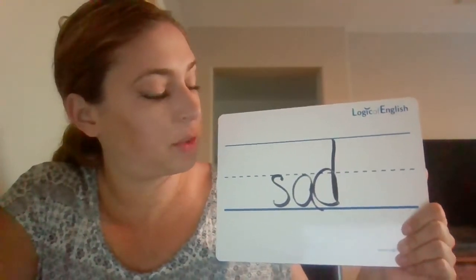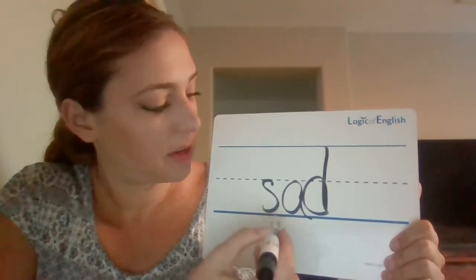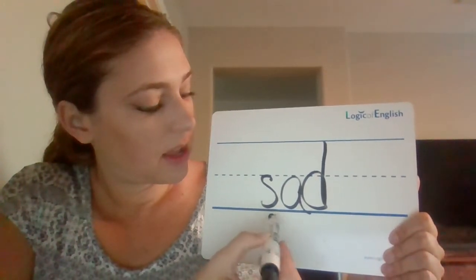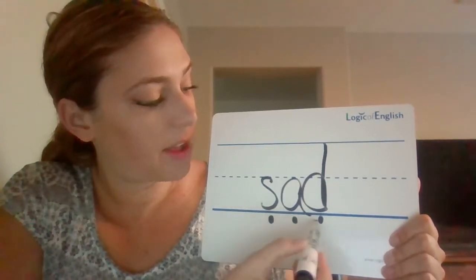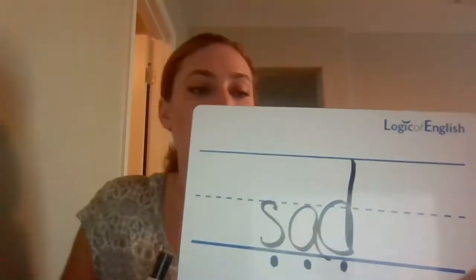At home, as you write it, please say each of the sounds aloud and put a dot under each letter as you say it. S, A, D, sad. That's our word, sad. Good. All right. Let's do our next word, shall we? Are you ready for one more?